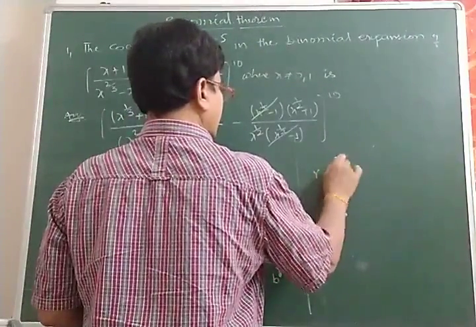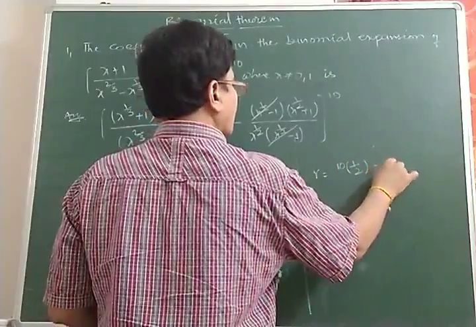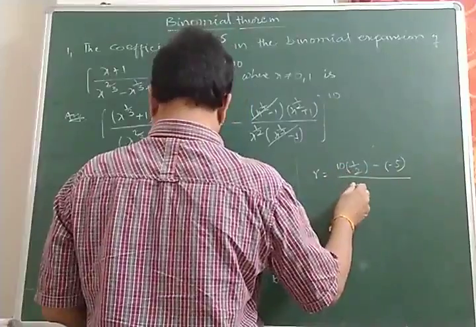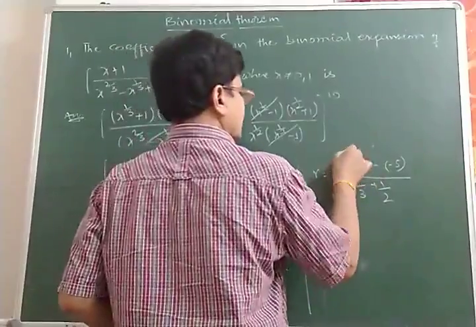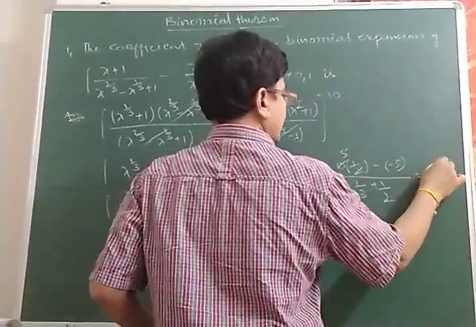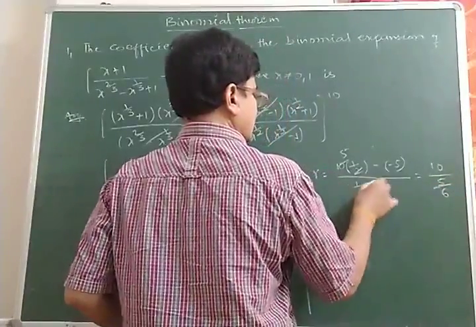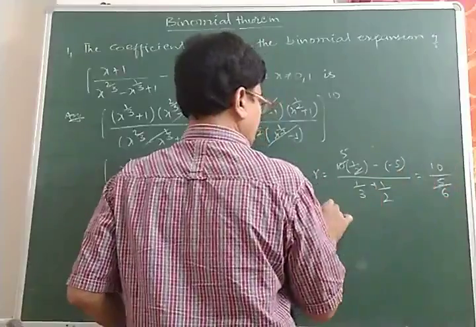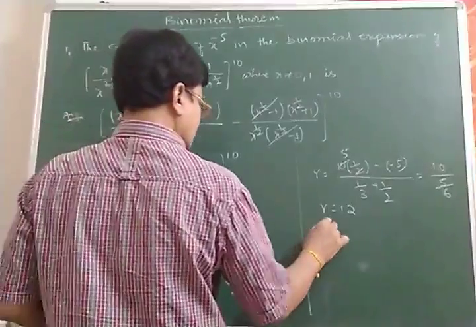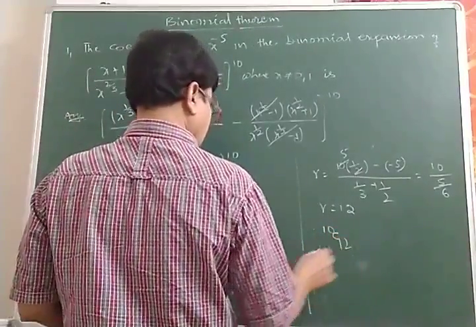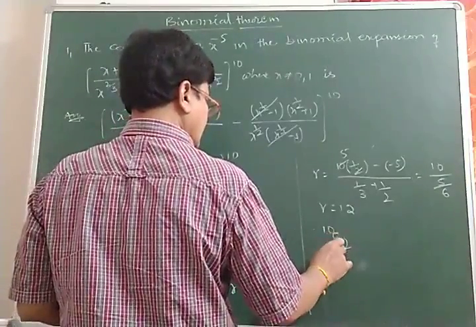np. N means 10, p means 1/2 minus of minus 5, divided by 1/3 plus 1/2. So this is (5 + 5)/(5/6), 2 plus 3, 6. R is equal to 12. So therefore 10C12 into b to the power of 1. 10C12 is the answer.